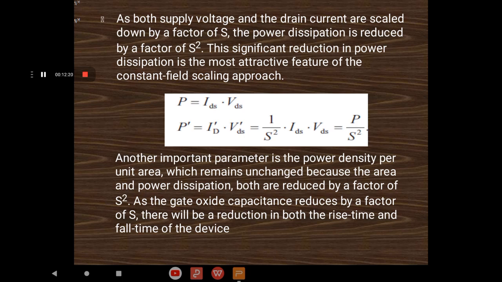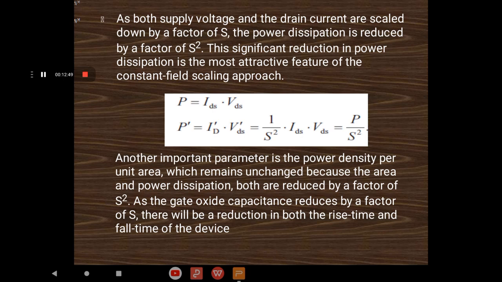So that limitation, if you are controlling it, obviously that is the best approach for any kind of method. It may be VLSI, or any kind of application point of view. Another important parameter is the power density per unit area. Power density per unit area is also unchanged, because the area and the power dissipation are both reduced by a factor of S square, as the gate oxide capacitance is also reduced by a factor of S.